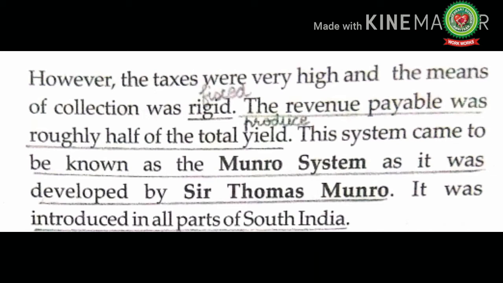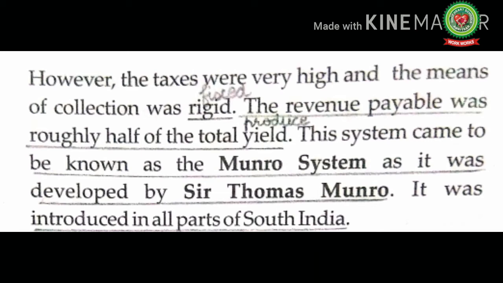Rigid means fixed. The revenue payable was roughly half of the total yield. Yield means produce. Under this system, the revenue was more and fixed. The farmers had to pay 50% even if their land was dry. And in case their land was irrigated, they had to pay 60% of their revenue to the government. This system came to be known as the Monroe System as it was developed by Sir Thomas Monroe. It was introduced in all parts of South India.